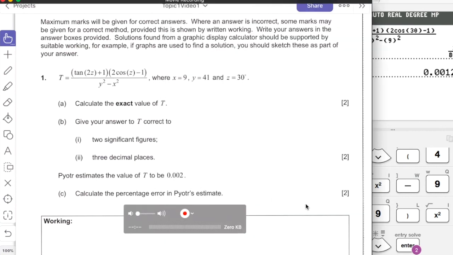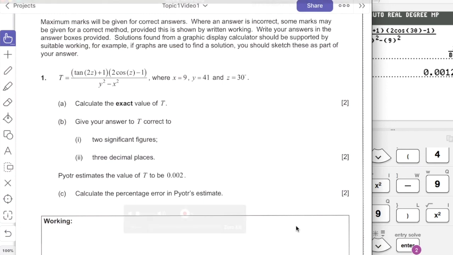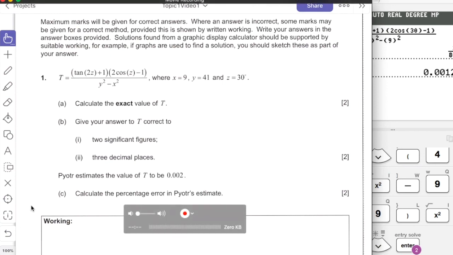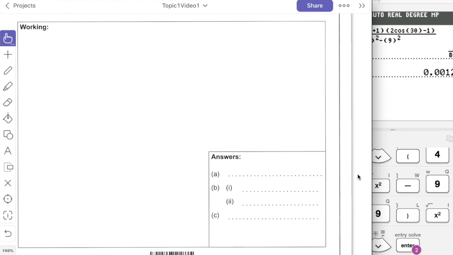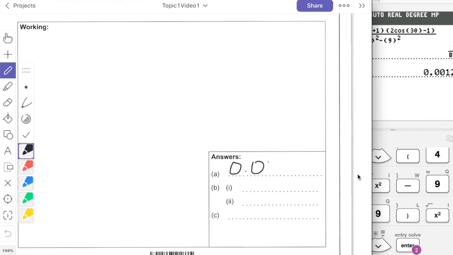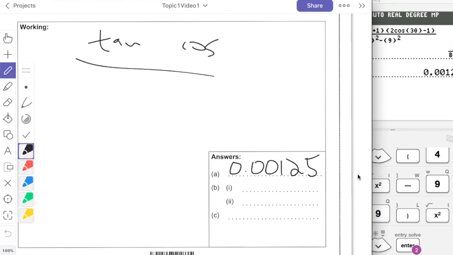Okay, so I might want to write my calculator input in this working area here. I'm going to save a little time by not doing that right now, and just write in 0.00125. And again, you had all the tangent, and cosine and all that, divided by 41 squared minus 9 squared. That was my workings for A.